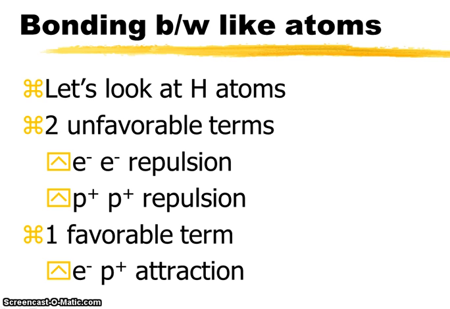But at the same time, there's going to be a favorable term that occurs. The negative electrons of one hydrogen atom are going to be attracted to the positive nucleus of the other. So we've got two unfavorable terms and one favorable term that we need to think about when we have two hydrogen atoms coming close together and bonding with each other.